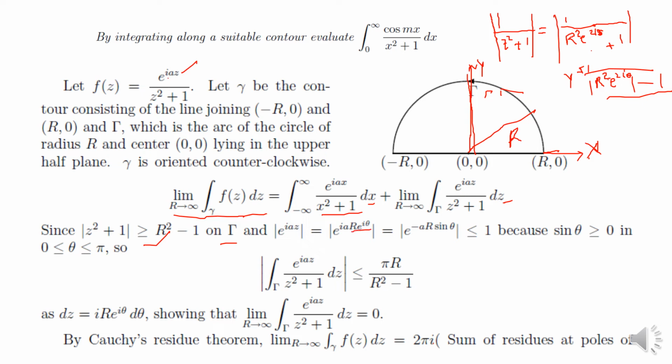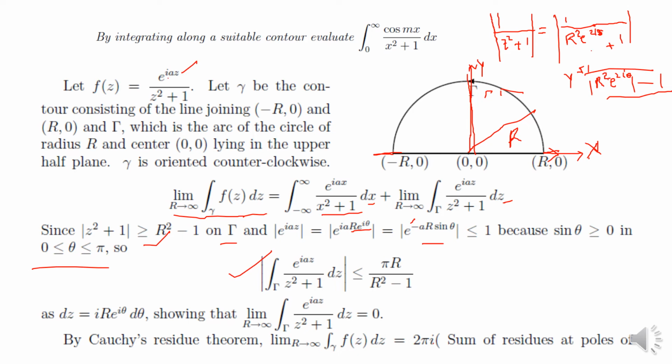And we know the mod of e to the power iaz is equal to e to the power ia, where z has been kept as R e to the power i theta. i squared gives minus 1, so e to the power minus aR sin theta, and theta is here 0 on this axis and it goes up to here, that is pi. So theta is moving from 0 to pi. Theta lies between 0 and pi. It means this mod of e to the power minus aR sin theta is less than or equal to 1.